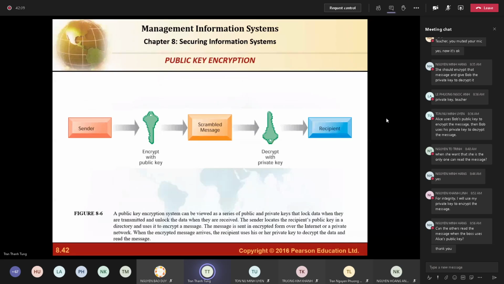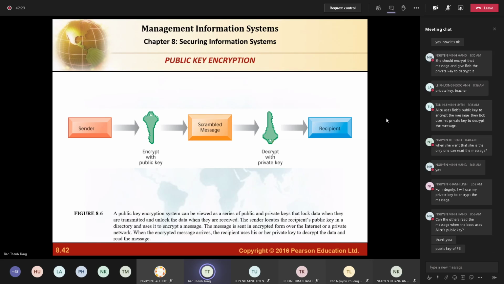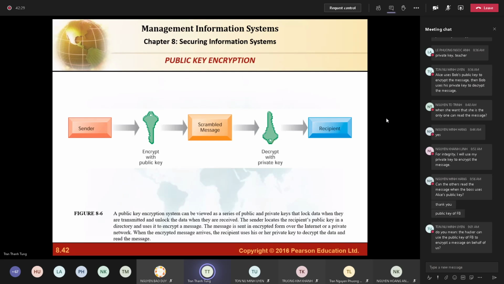So if I want to send a message to Facebook, and make sure that only Facebook can read it, so we use what? Yeah, we use the public key of Facebook to send it to Facebook. Now, that is the thing.